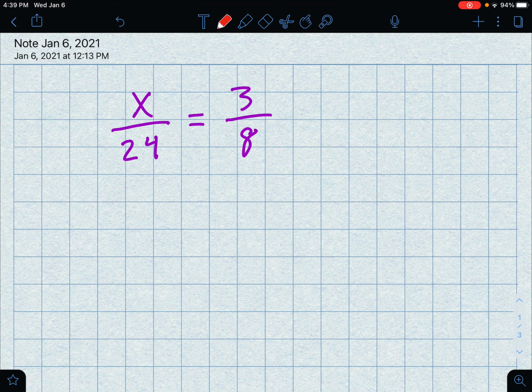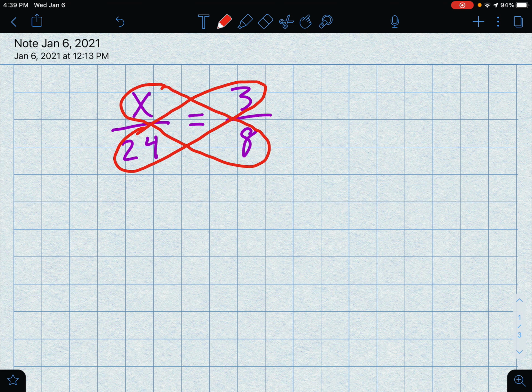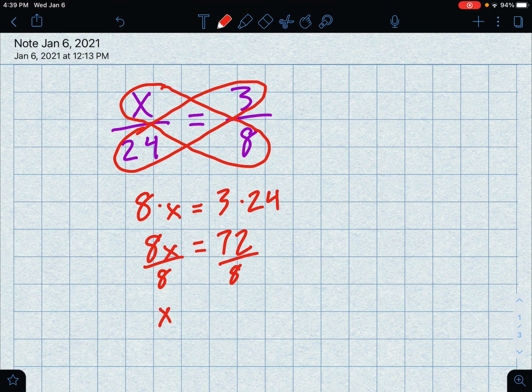So here's our first problem, and if I were a guessing man, which I am, I would guess that you probably learned how to do this sort of problem by taking those two numbers and those two numbers and multiplying them together, right? So 8 times x equals 3 times 24. So 8x equals, I'll do that for you, that's 72. And so divide by 8, x equals 9.